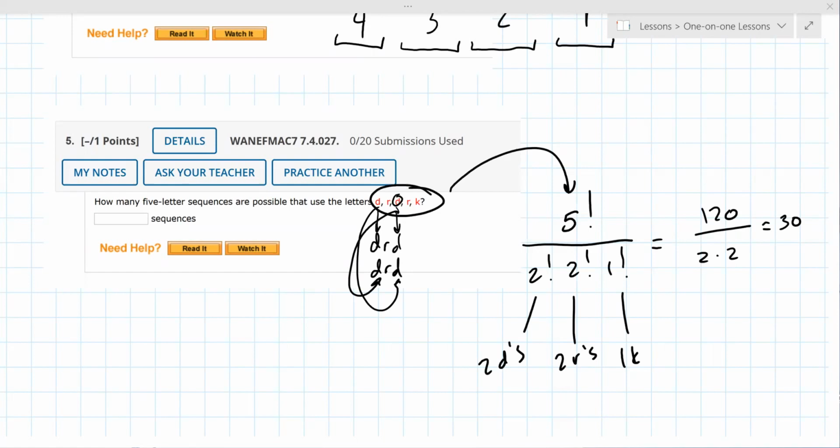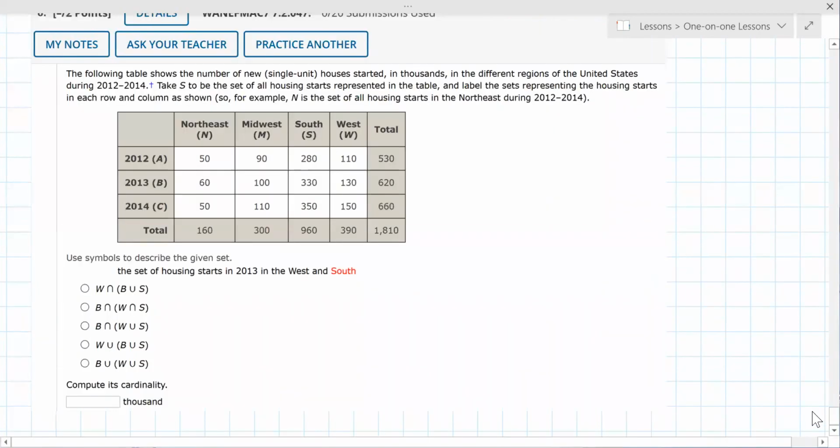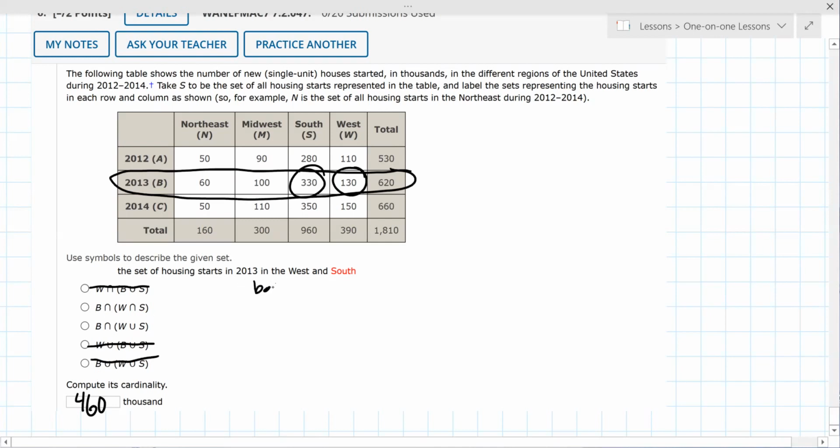I'm just going to start back in order here and start with number 8. So this is finding cardinality. This is finding the number of things that match up. So this one says the set of housing that starts in 2013 in the West and the South. So that's this one and this one. So we know the number. The number is 460. Now we've got to figure out which one it is. It's a B intersect. It's a B intersect because we want both. Both have to be true.